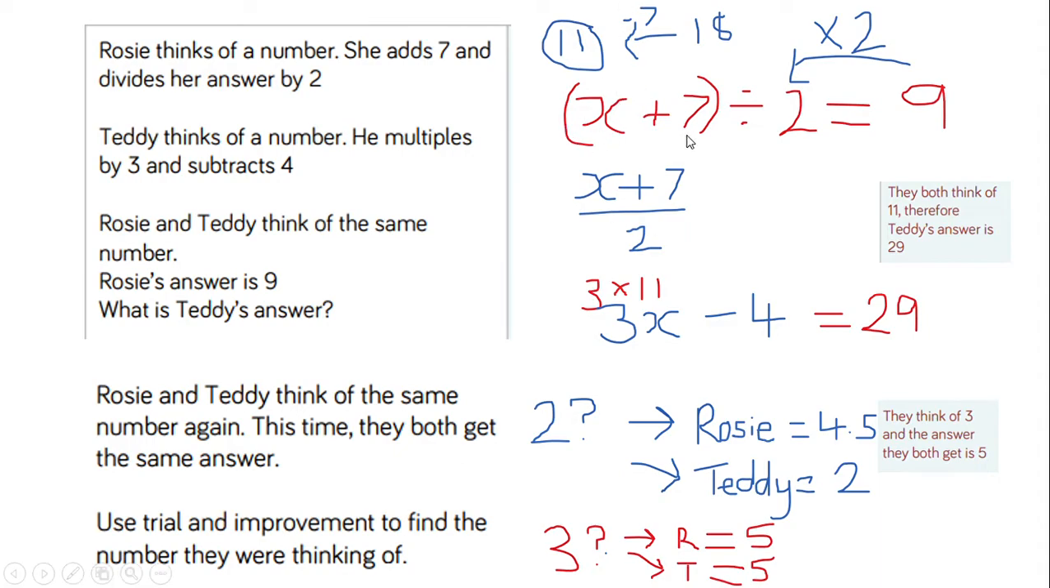I need to point with the mouse. So x plus 2 is 9. 9 divided by 2 is 4.5. So here Rosie gets an answer of 4.5.